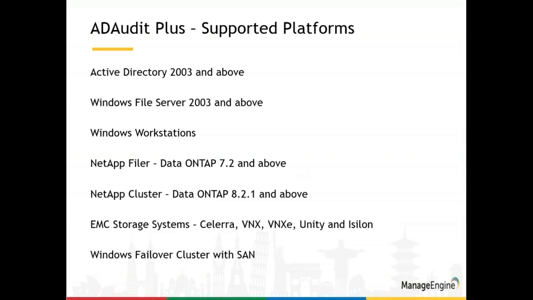And talking about NAS, as of now, we can audit NetApp Filer if they are Data ONTAP 7.2 and above, NetApp Cluster if they are Data ONTAP 8.2.1 and above. Talking about EMC, as of now, Celerra, VNX, VNXe, Unity, and Isilon. That's all we audit as of now, but a lot more to come in the future. A lot of them are in the roadmap.